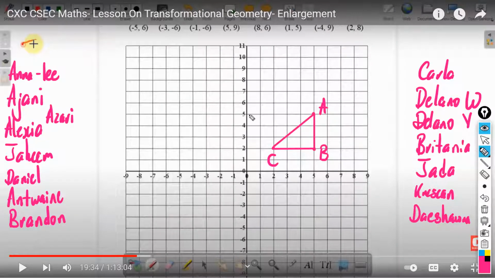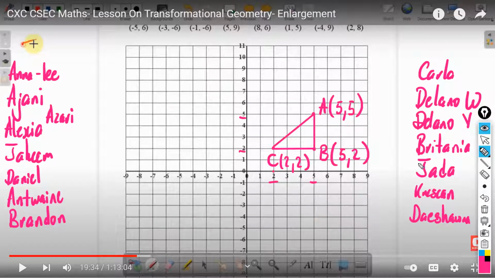So guys, let's look at the number places for the triangle, right? Let's just look at it for a second. So 5 and 5, that's where A is. 5 is the x-axis. 5 is the y-axis. For B, it's 5 on the x-axis and 2 on the y-axis. So 5, 2. And for C, it's 2, 2, right? You can see here, 2 down here, 2 over here, 2, 2.